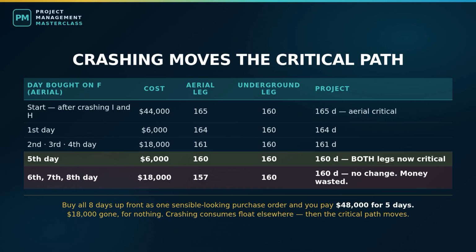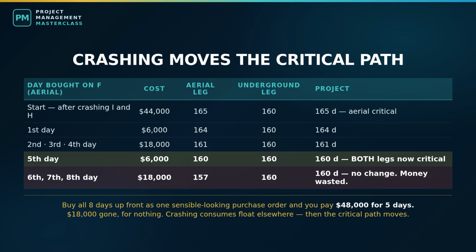Third technique? Fast tracking, running in parallel what you plan to run in sequence. Start splicing completed segments while fiber pulling continues elsewhere. Change the relationship from finish to start into start to start with a lag of, say, 8 days. That takes another 12 days off with no additional cost at all.